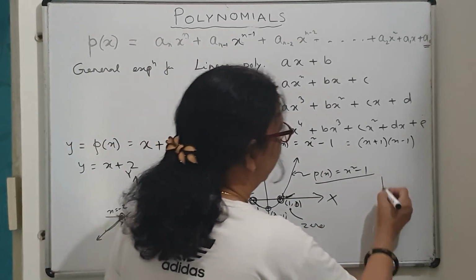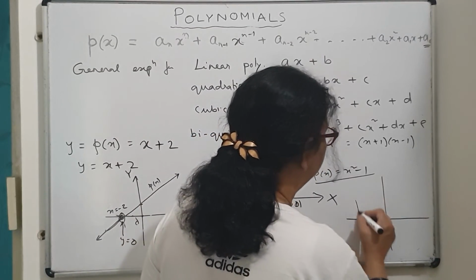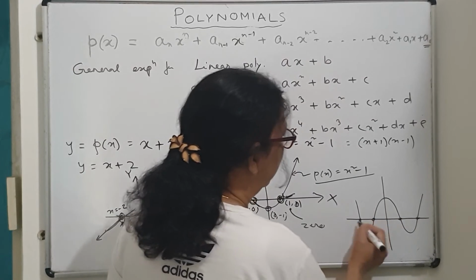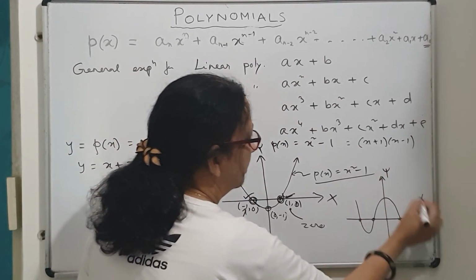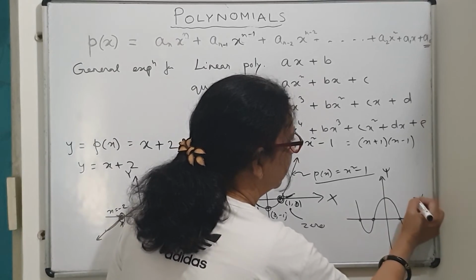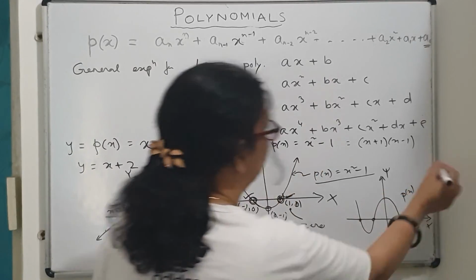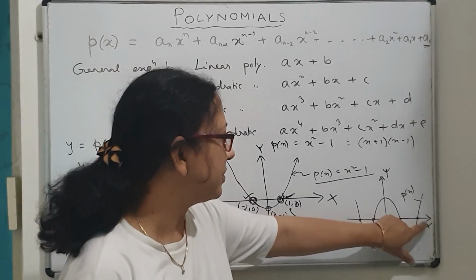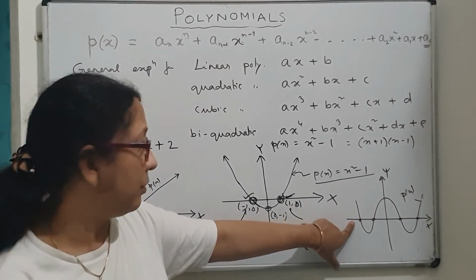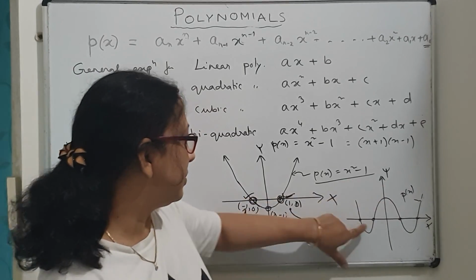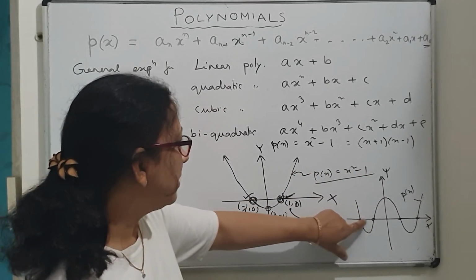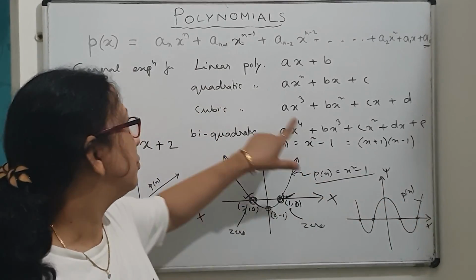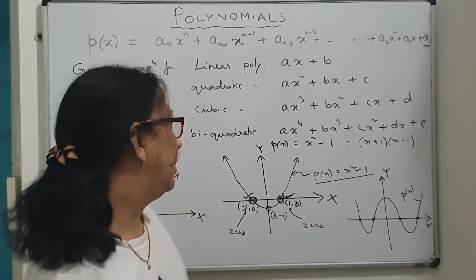Similarly, if I have a graph like this, with 1, 2, 3, 4 points, so the graph of a polynomial p(x) is given like this, then simply by looking at the points of intersection with the x-axis, I can locate the zeros of the polynomial. Because at these points y is 0, meaning the value is 0. So 1, 2, 3, 4. That means this polynomial will have 4 zeros. That means it will be a biquadratic polynomial.